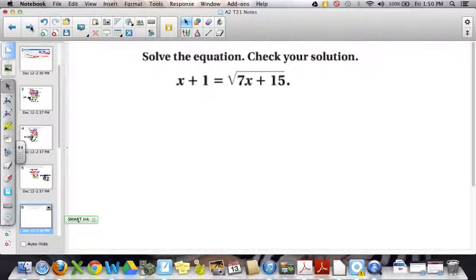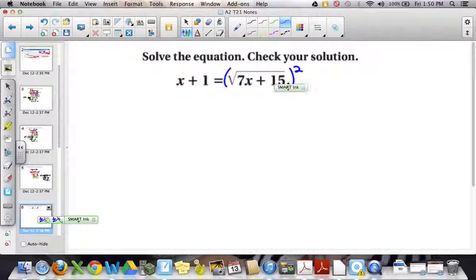Okay, this final example is probably about as hard as a radical equation is going to get for us. And that's because we have more than one term on the other side from where the radical is. So if we follow our steps, we want to first isolate the radical, which is already done. And so we can go ahead and then square both sides.